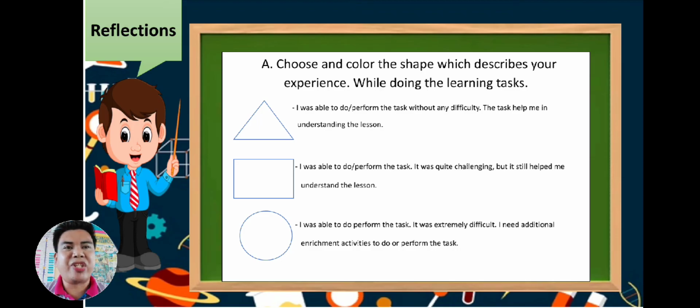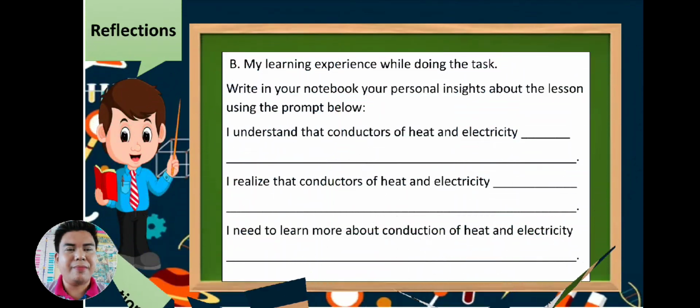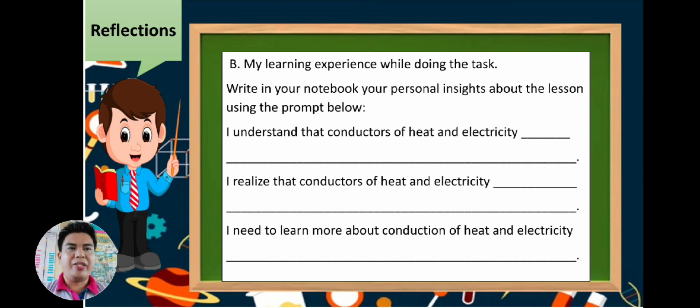Let us have now the reflection B. My learning experience while doing the task. Write in your notebook your personal insight about the lesson using the prompts below. The first one. I understand that the conductors of heat and electricity blank. You are going to complete this sentence. I realize that conductors of heat and electricity blank. And finally, I need to understand more about conduction of heat and electricity.